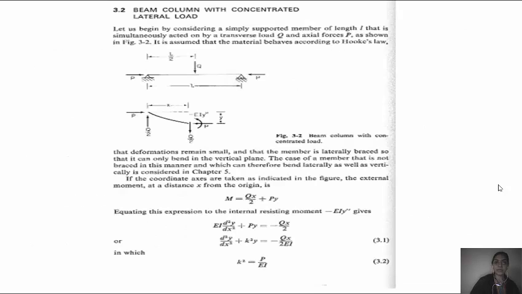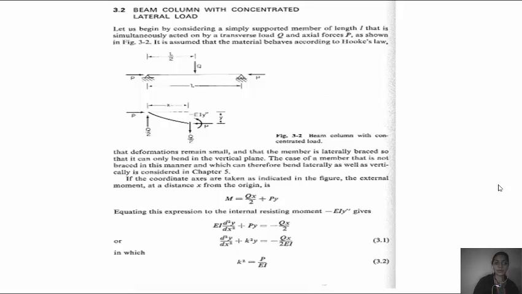First is the beam column with concentrated lateral load. Consider a simply supported member of length L which is simultaneously acted on by a transverse load Q and axial force P. The assumptions made here are that the material behaves according to Hooke's law, deformations remain small, and that the member is laterally braced so that it can only bend in the vertical plane.